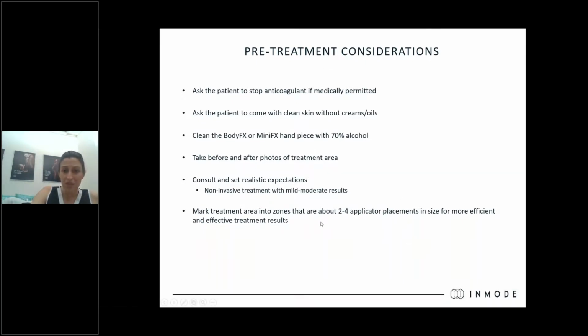And we want to mark the treatment zones into areas. Now it's 2 to 4, it's actually a mistake here, I kind of missed it, sorry. So it's 2 to 4 times the applicator size for Mini FX and 4 to 6 times the applicator size for Body FX. Now, I know for Forma and Plus, we talked about facial treatments and body treatments. For Body FX and Mini FX, we're only talking body treatments, okay? It is not aimed to treat the face at all.